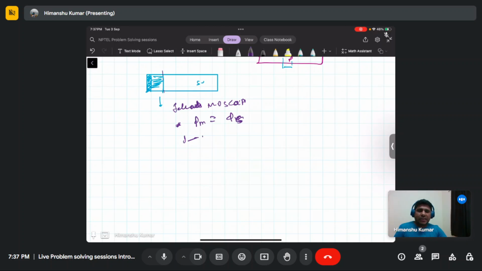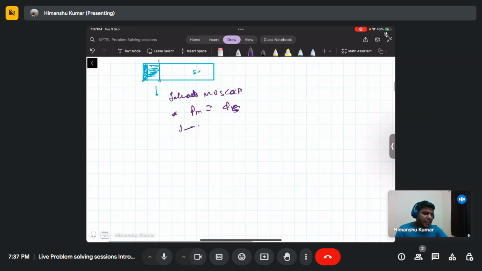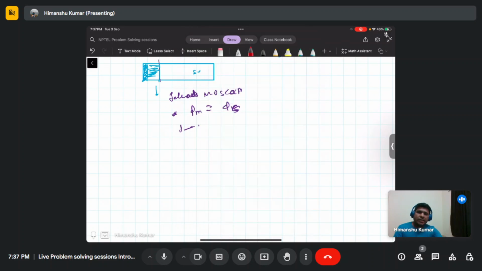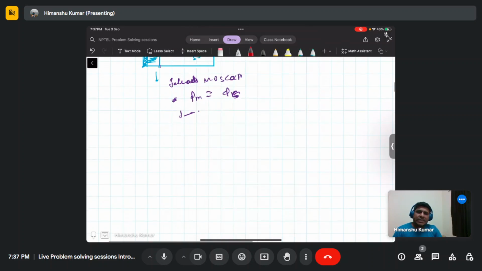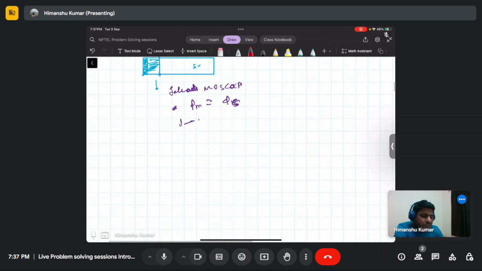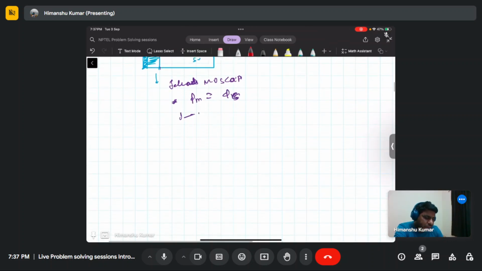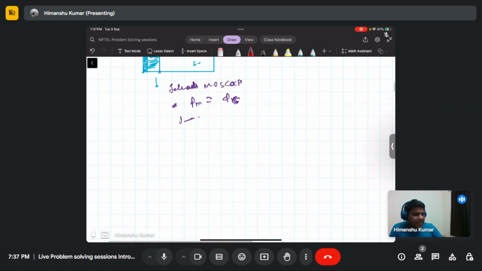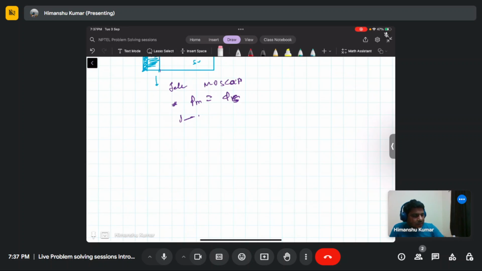So basically, your interface is free of all charges, and that case we will consider. So ideally, let's draw the band diagram for this metal oxide semiconductor case.